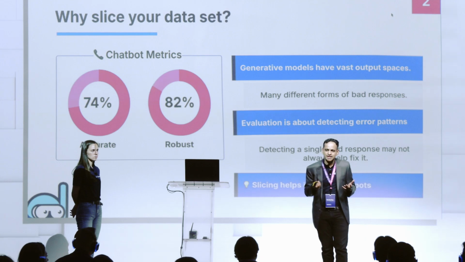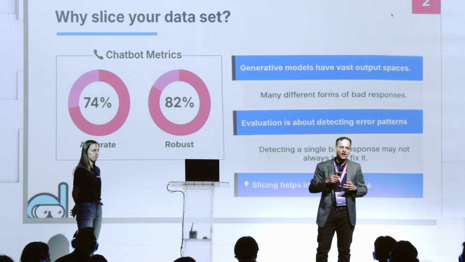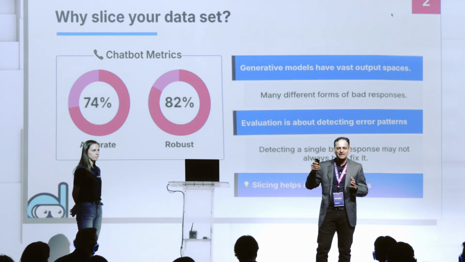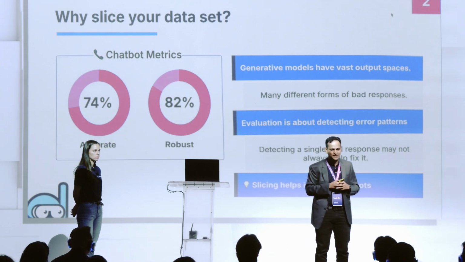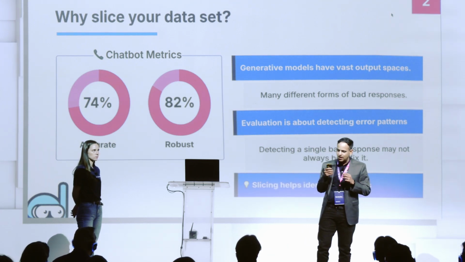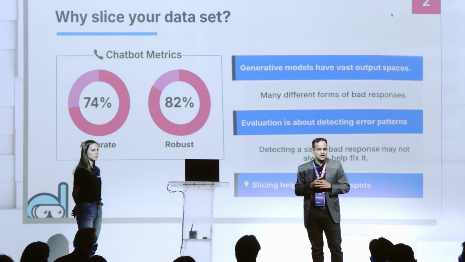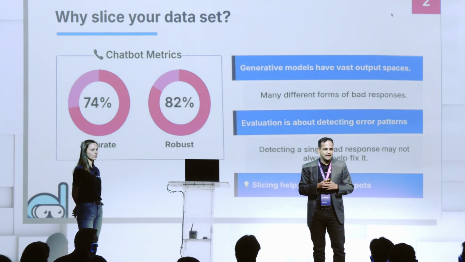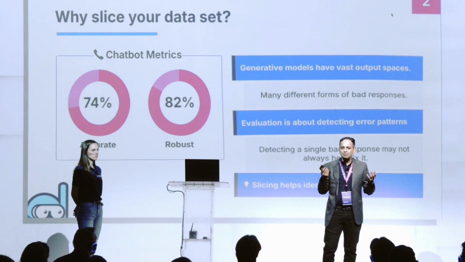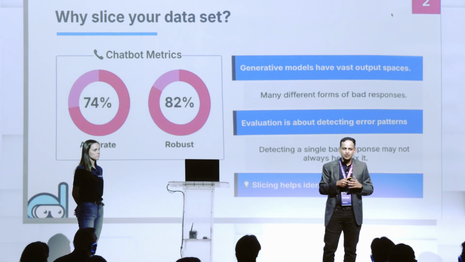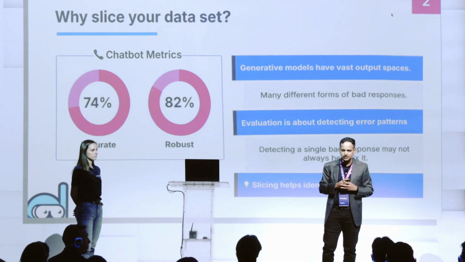And when you look at those data points and you see them one by one, you'll realize that there are many different forms of failure. There are many different ways to generate a bad response. This is because generative models have vast output spaces. And if you start fixing these one by one, you're now playing a game of whack-a-mole. You're not really sure if you're making progress in the right direction.